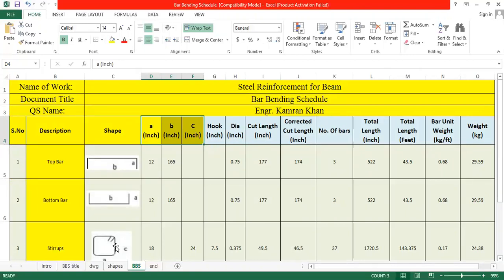Similarly, in this stirrup, this side is C. You can see. Now, hook. If there is any hook, you will have to put that hook as well. Then dia of bar, the bar from which we are constructing this steel reinforcement. Then the cut length, then the corrected cut length, then the number of bars, total length in inches, total length in feet, bar unit weight, kilogram per feet, and the weight.